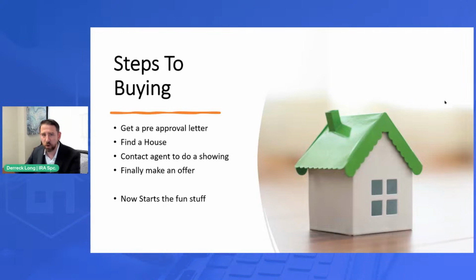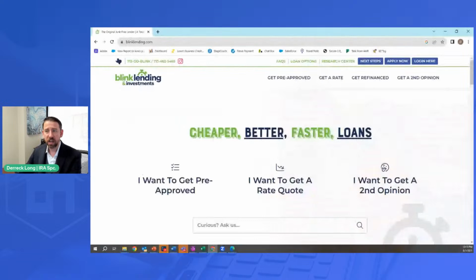So what we're going to do real quick is go through the motions of getting a real pre-approval letter. That's right. I want to get pre-approved. I want to make sure that I can go through these motions and actually get a letter approving me for a loan. So what we're going to do is, and I went with blank lending.